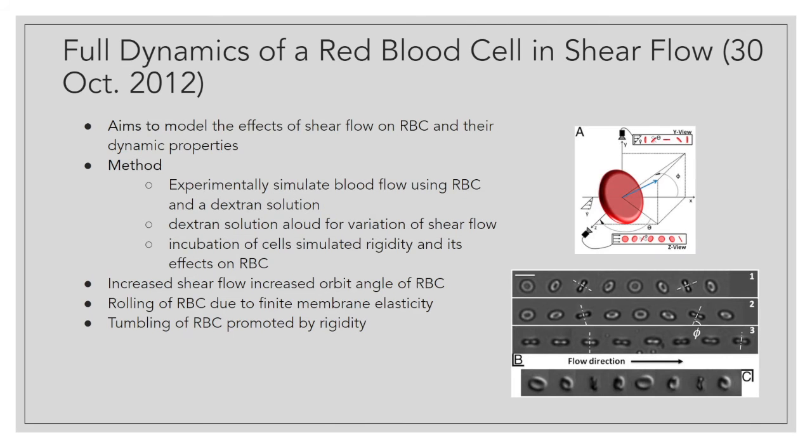This study aims to model effects of shear flow in red blood cells and their dynamic properties using a dextran solution to vary the shear flow and incubating cells to simulate rigidity. This study found that increasing shear flow increases the orbit angle of red blood cell. Rolling of a red blood cell is due to the finite membrane elasticity.